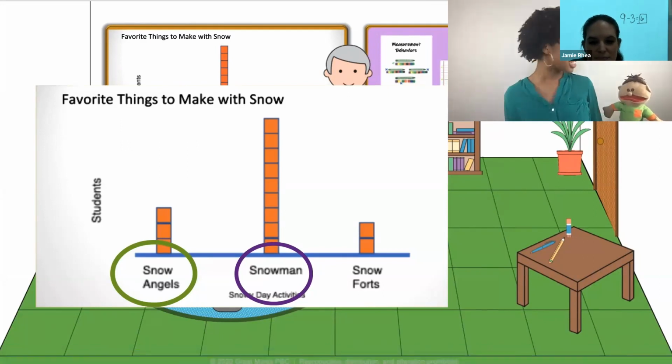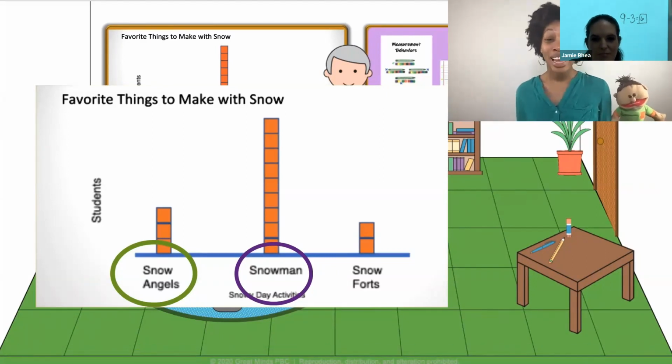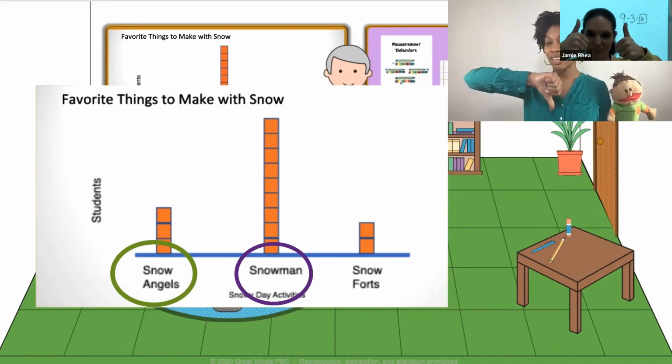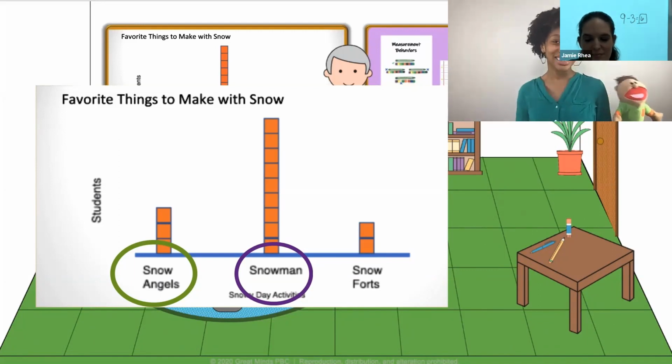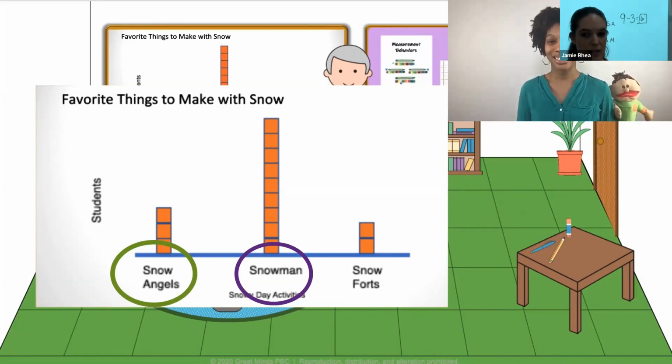Well, Carlos, what's a number sentence that we can use to solve this problem? 9 minus 3 equals 6. Did you guys also get 6? Give me a thumbs up if yes, or a thumbs down if no. Great. Awesome job if you did. If not, we all make mistakes. And the best thing about mistakes is that we can always learn from them. So take a moment now to go ahead and press pause and correct your work. If you did not get 6, go ahead and fix yours.